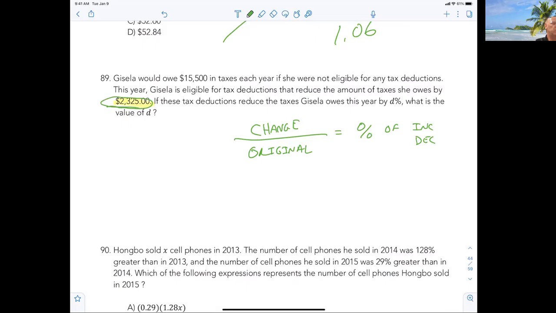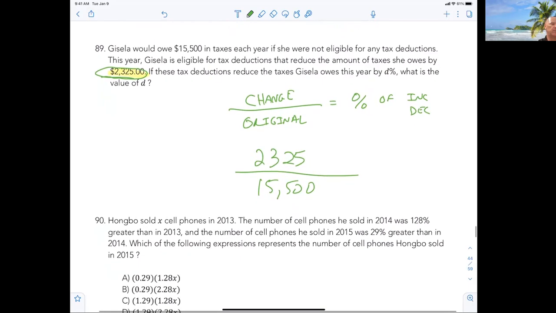Yes. So it was just 2,325 divided by 15,500. Is everybody okay with that? So do that for me on the calculator real quick. And what decimal was that? 0.15. Is that the answer though? That's correct. So the answer actually was 15, not 0.15. So you can see how kids make minor mistakes on that as well.